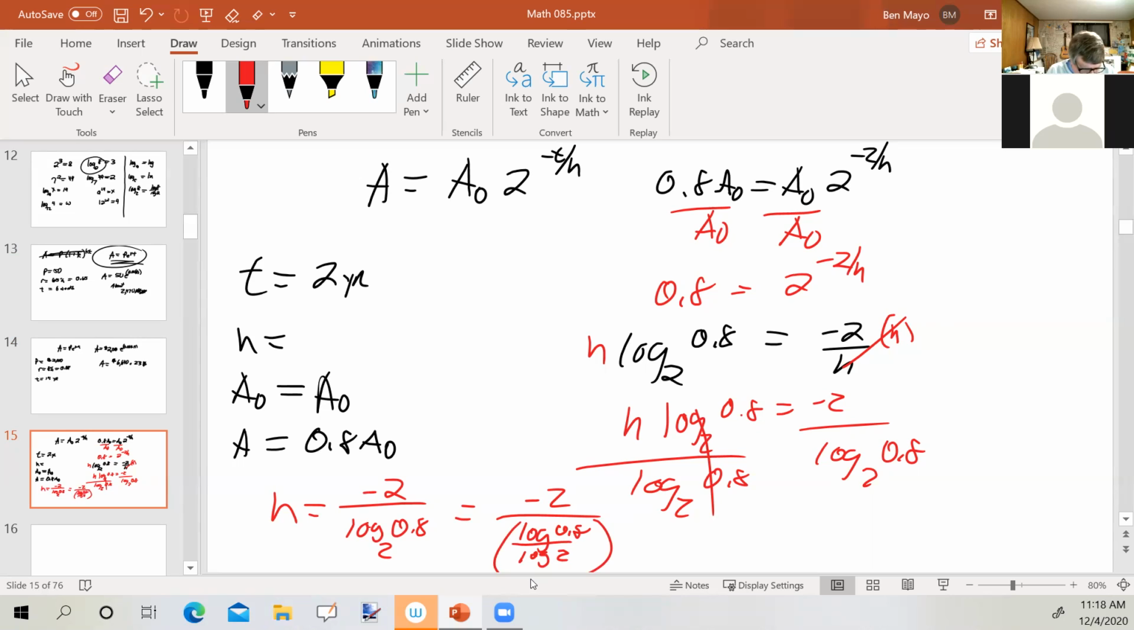I know I'm traveling at the speed of light here. And we get negative 2 divided by parentheses log 0.8 divided by the log of 2. And I get approximately 6.2 years.